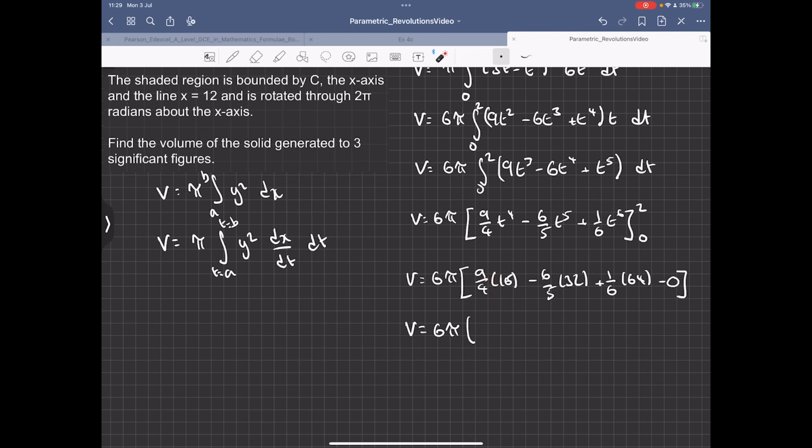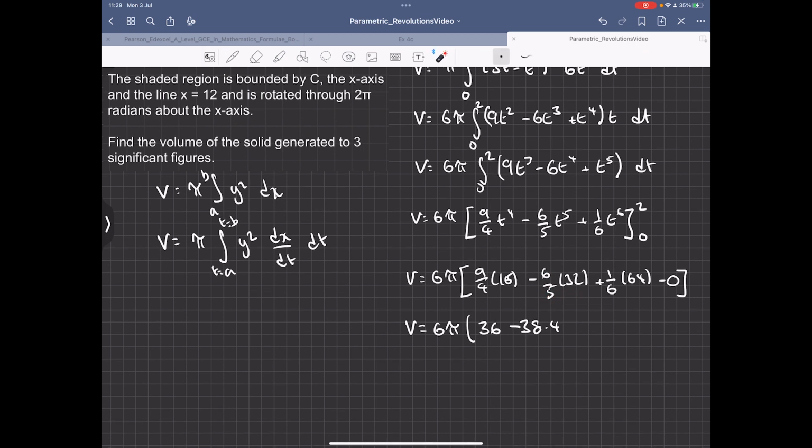So the volume will be 6 pi. 9/4 of 16 becomes 36. This becomes 38.4. And this becomes 10 2/3, which I'll round to 10.67. So the volume will be 6 pi times 8.27 approximately, which is approximately 49.6 pi, or 156 units cubed.